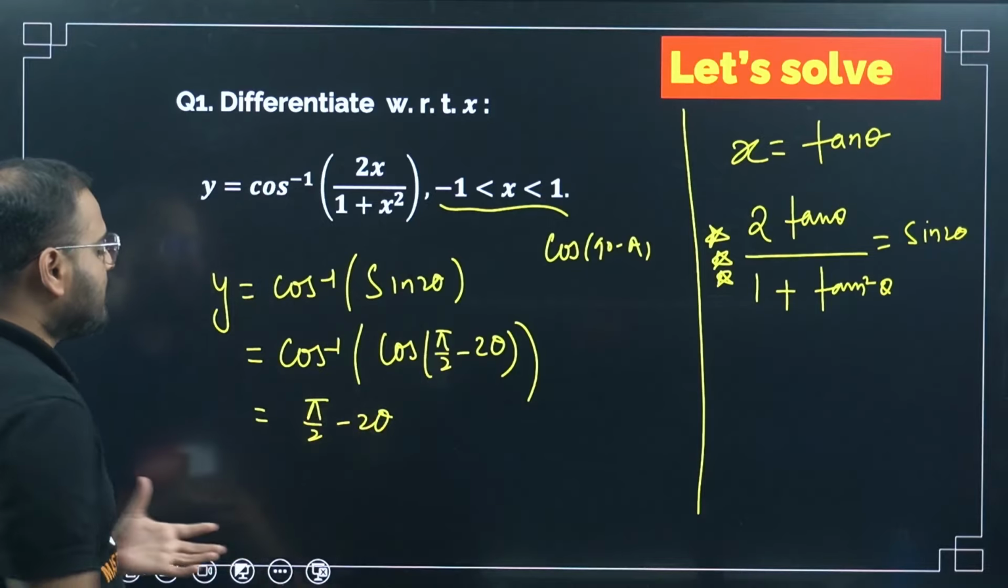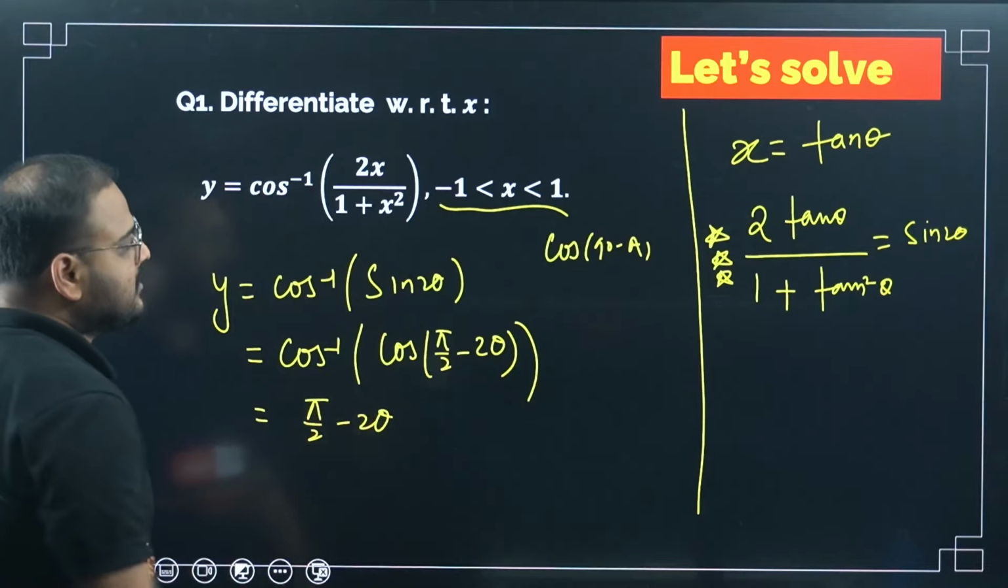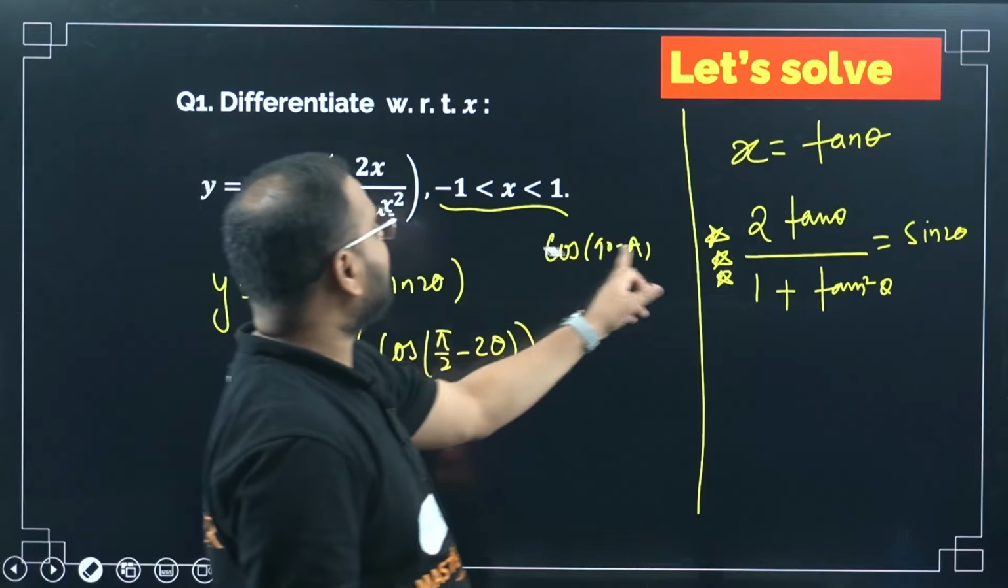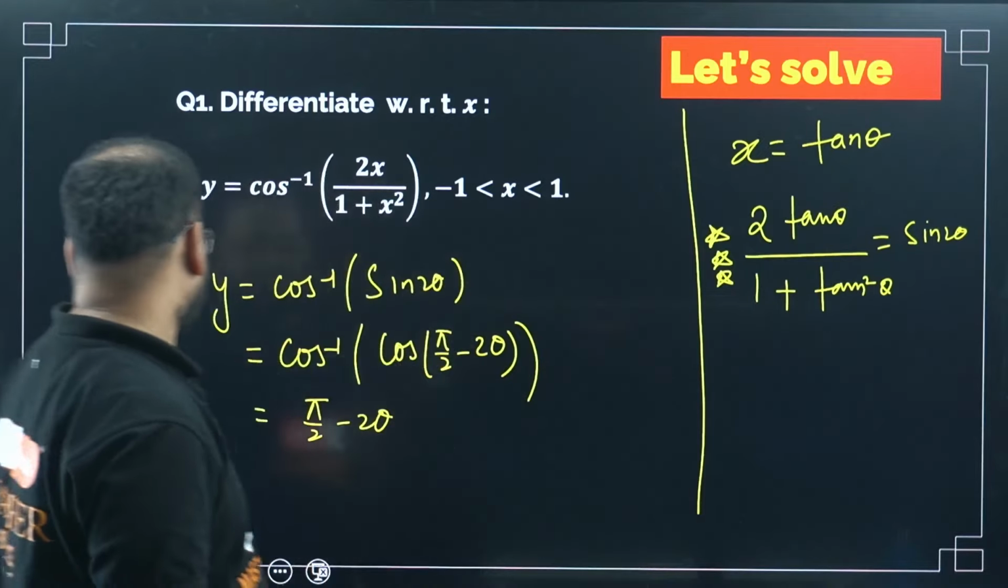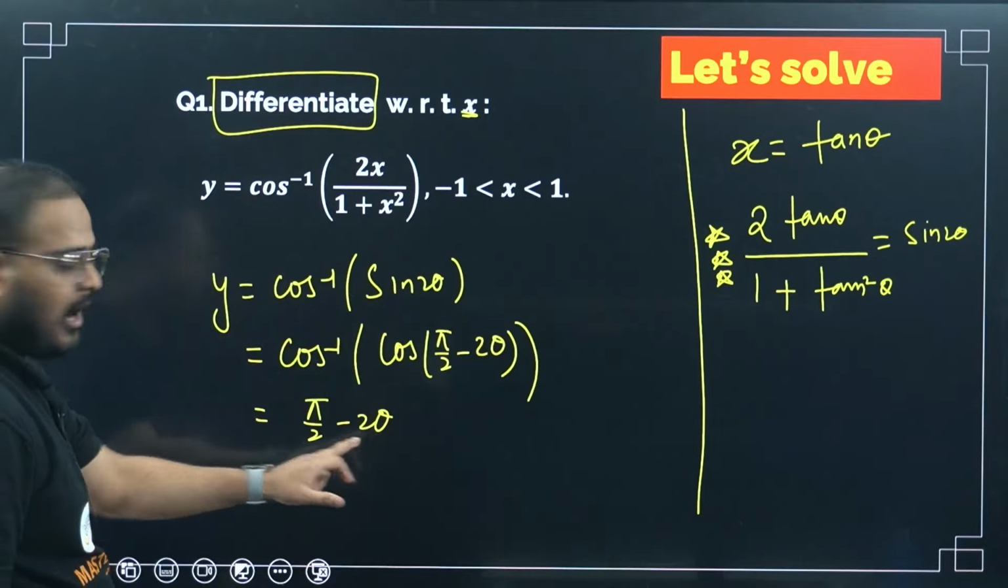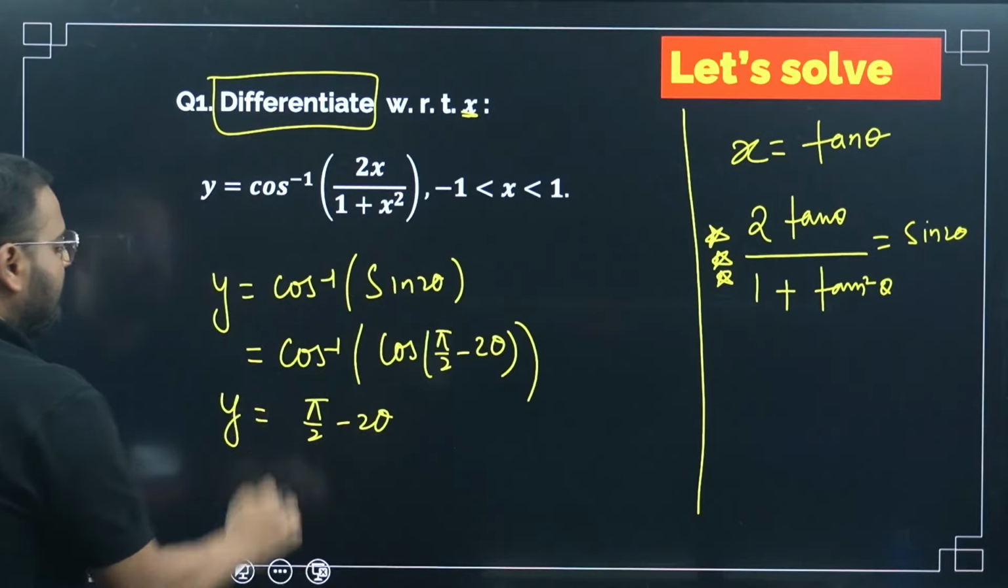Cos inverse of cos inverse will be pi by 2 minus 2 theta. Okay, sir, this is done. Now, are they asking us this only? No, sir. What are they asking? Please check. They're asking us to differentiate with respect to x. So there is no x here. How will I differentiate? Yes, this is the function y, but there is no x here.